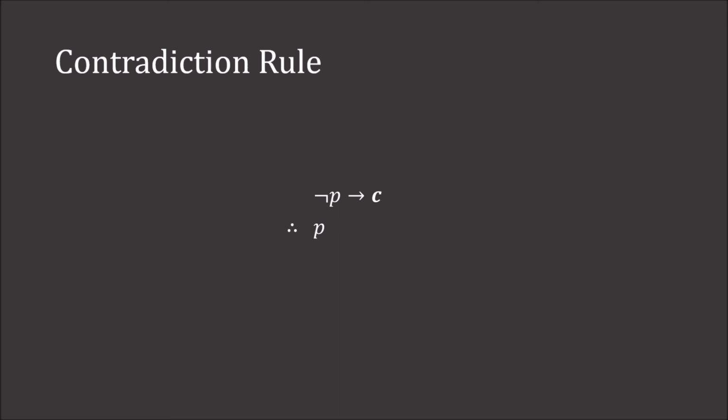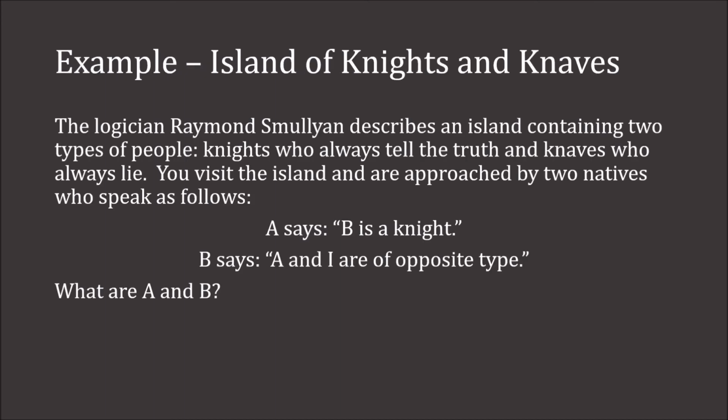A very common logical puzzle is known as the island of knights and knaves. The logician Raymond Smullyan describes an island containing two types of people: knights who always tell the truth, and knaves who always lie. You visit the island and are approached by two natives who speak as follows. A says B is a knight. B says A and I are of opposite type. We wish to determine what A and B are.